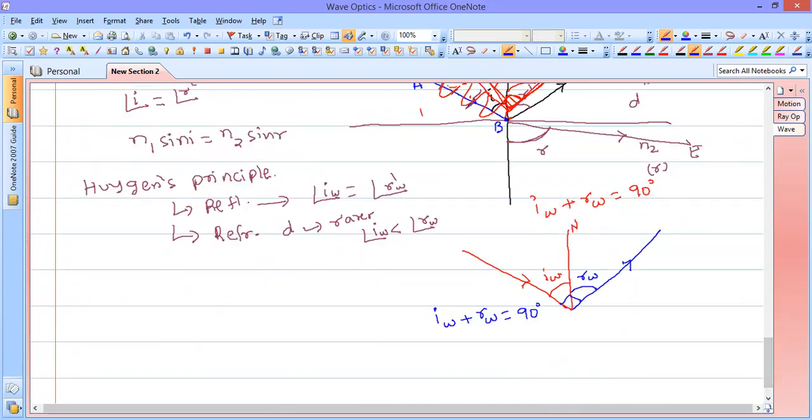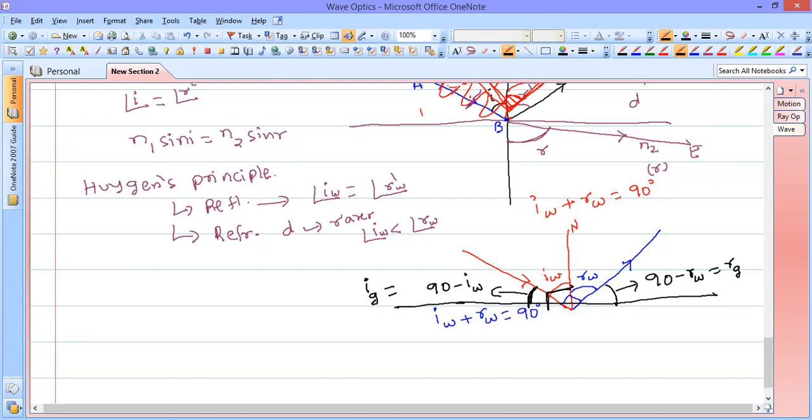Now see here, with respect to the surface, suppose this is my surface. So this angle, I can write, is the angle between normal and surface, which is 90. So this angle I can write as 90 minus IW. And this angle I can write as 90 minus RW. This is nothing but the glancing angle. Okay, now? Yes, sir. Glancing angle. Okay, fine.